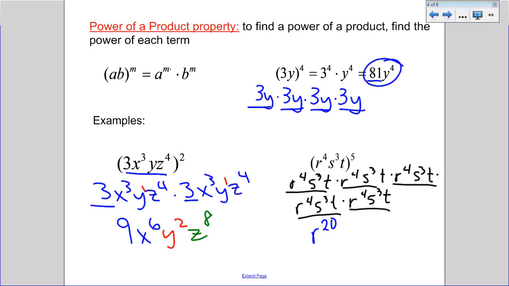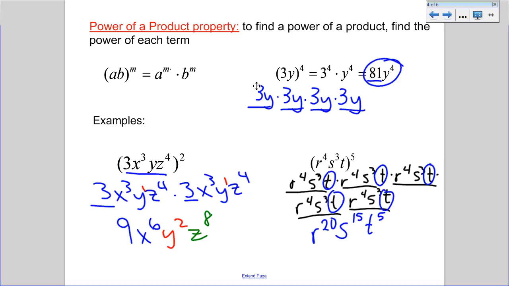We have s to the 3rd, 5 times, so s to the 15th. Oh, 15, my bad. How many t's do I have? Be careful. I've got 1, 2, 3, 4, 5. So that's t to the 5th.